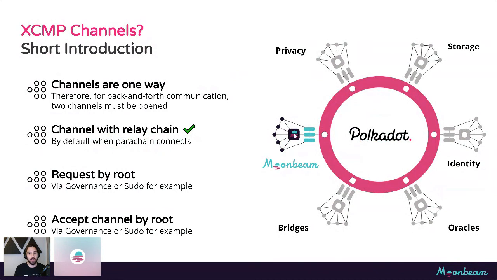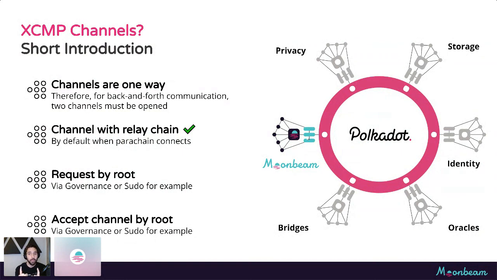So basically channels are one way. So if Moonbeam, for example, wants to communicate with the storage parachain, it has to open a one-way channel. But if the storage parachain wants to also communicate with Moonbeam, it has to open another one-way channel, right? So for back and forth communication, two channels must be open. When a parathread, so when a project connects to Polkadot as a parachain, there is already a channel with the relay chain established. That's by default. It's a two-way channel. You don't have to open it and then get accepted or whatever.